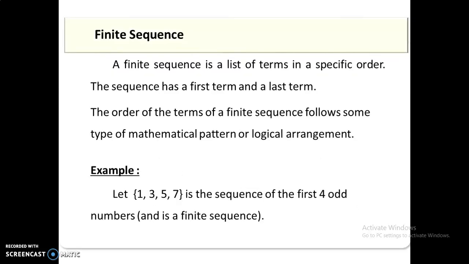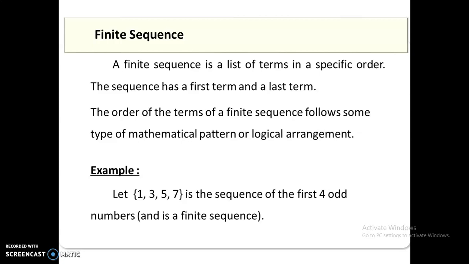First of all, I would like to see what a finite sequence is. A finite sequence is a list of terms in a specific order. A sequence has first and last terms. Means any sequence which has a finite number of terms, with a first and last term, is what we call a finite sequence. The order of terms of a finite sequence follows some type of mathematical pattern or logical arrangement.